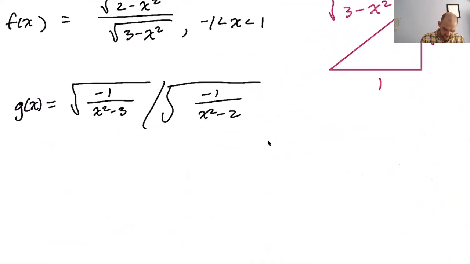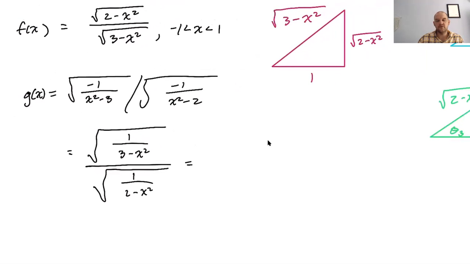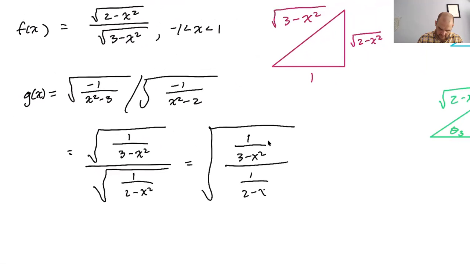So what I'm going to do is, for this first radical right here, I'm going to distribute the negative into the denominator. So I get 1 over radical 3 minus x squared, right? Just distribute the negative in there. And then do the same thing for the second one. You get 1 over 2 minus x squared. And then since they're both radicals, we can put them all under the same radical. That's like a property of exponents. 3 minus x squared over 1, 2 minus x squared.